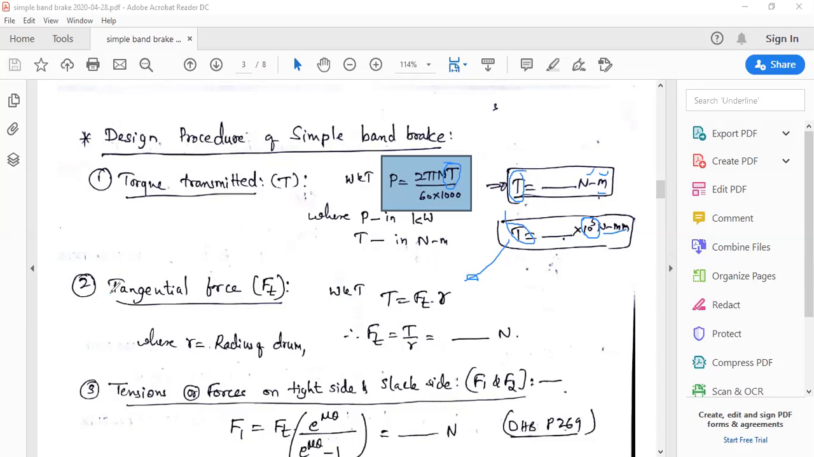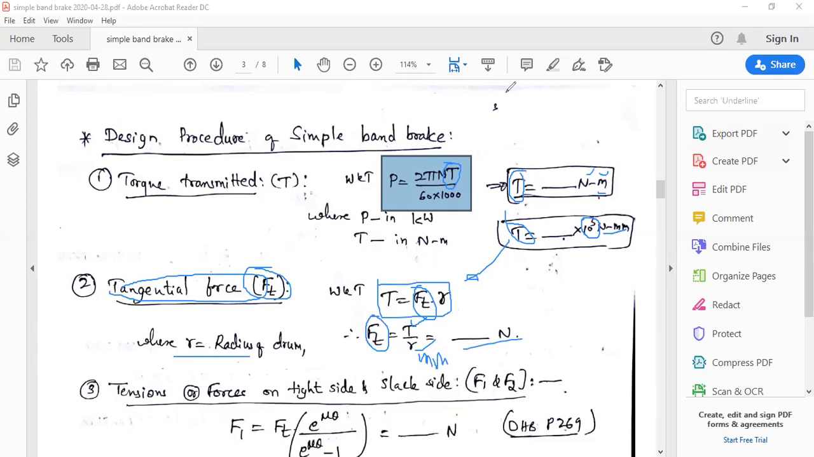The next step is to calculate the tangential force, denoted by the notation Ft. Ft is calculated with the known equation of torque. Torque T is given by Ft into R. So the tangential force exerted on the drum is calculated as the ratio of torque to the radius of the drum, where R is the radius of the drum. The value that you get is in newtons, and the radius of the drum is in mm.